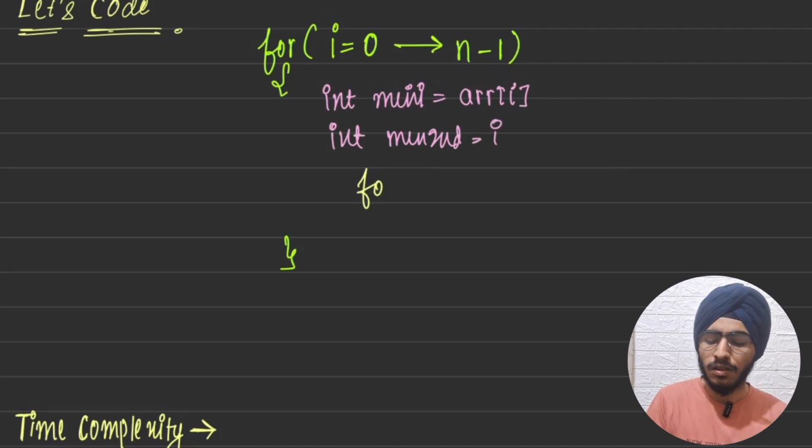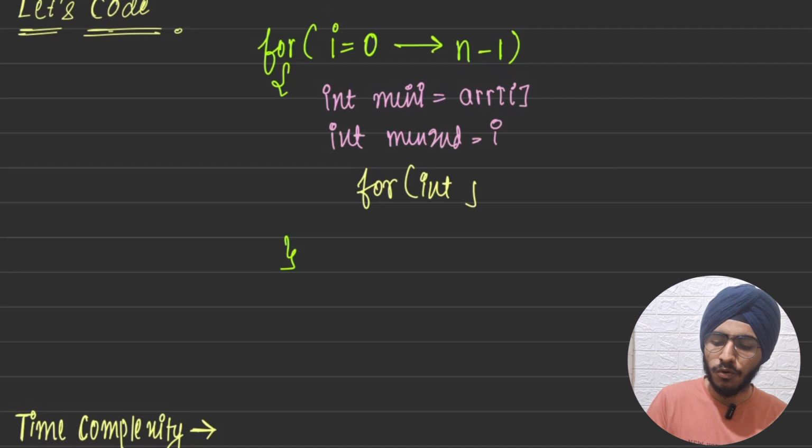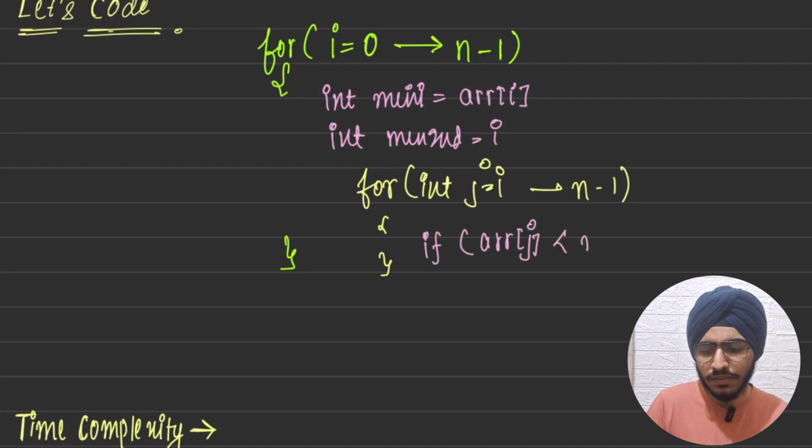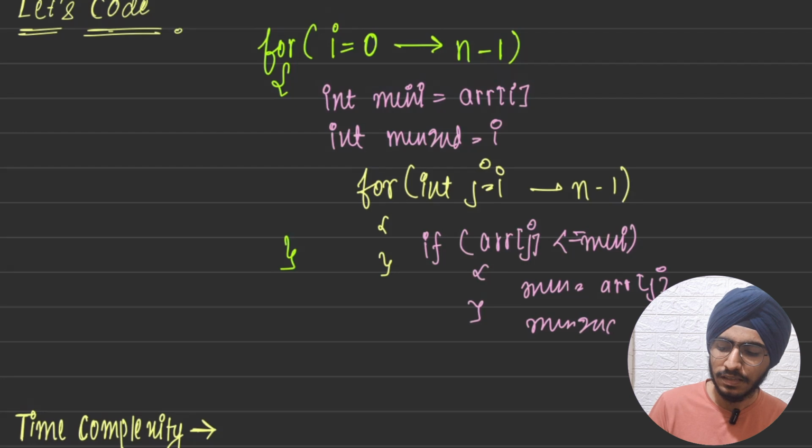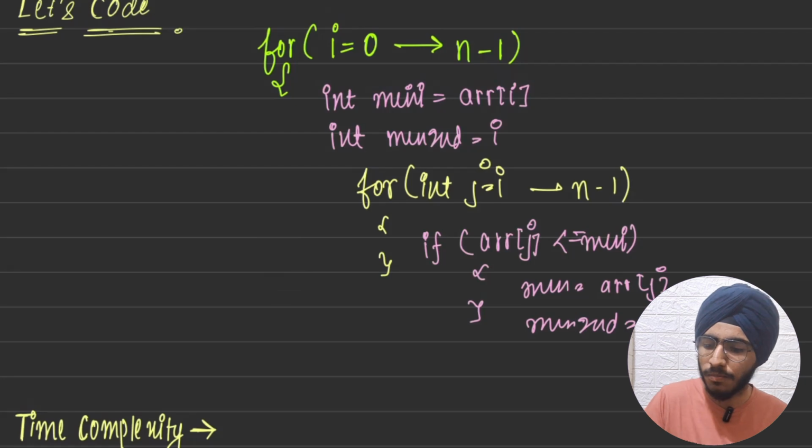And now what will we do? We will start the inner for loop and go from i to n-1, right? Now what we are doing? We will say, if at any time array of j is less than or equal to minimum, equal to is fine. If you want, you can keep equal to as well. It doesn't matter. If it is, then we will say that minimum is equal to array of j and min index is equal to j, right? And at the end, this bracket should be at last.